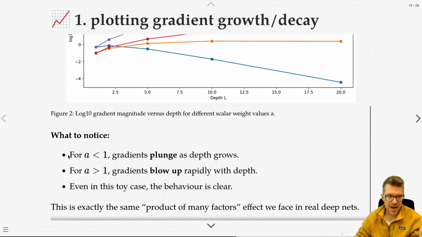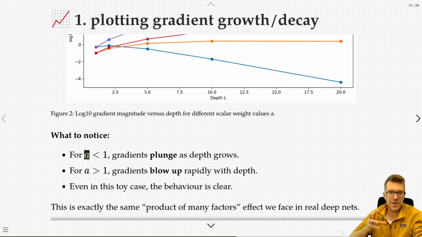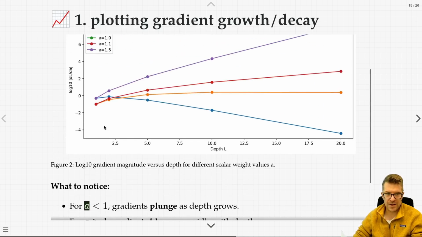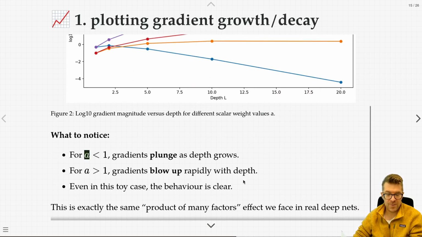And again, just to hammer this home, when my parameters that I can control, in this case it's A, previously it was weight matrices W, or their sizes, their scopes, or their singular values. When these are very small, my gradients plunge as the depth grows. If they're too big, then the gradients blow up with depth. But even in this toy case, the behavior is kind of clear. I want these to be fairly close to 1 for my gradients not to vanish or become crazily big.